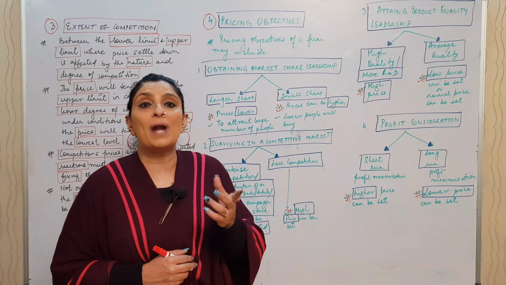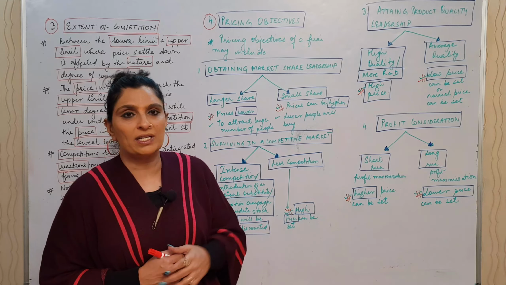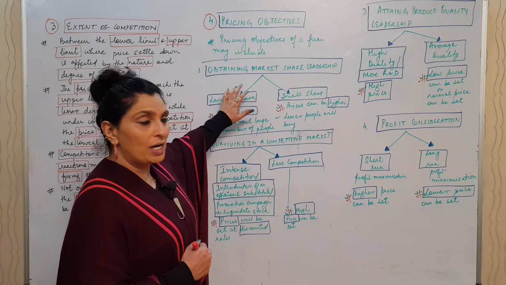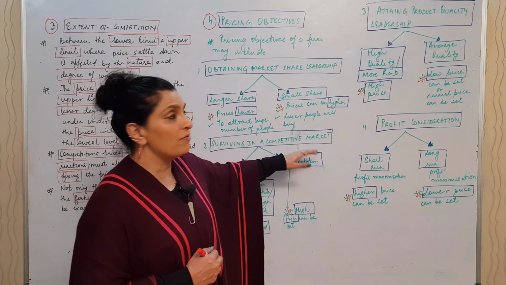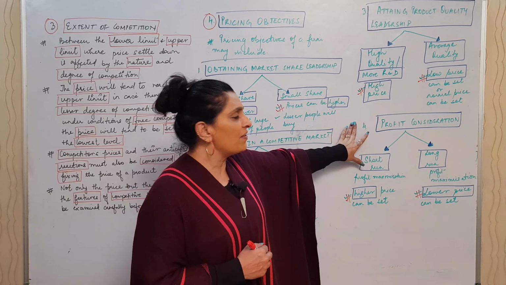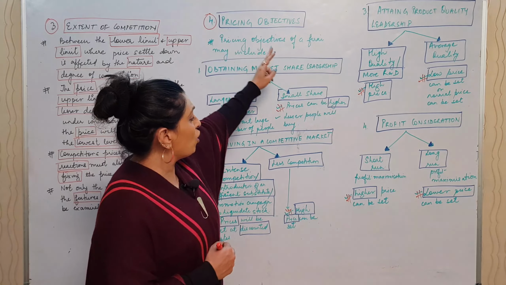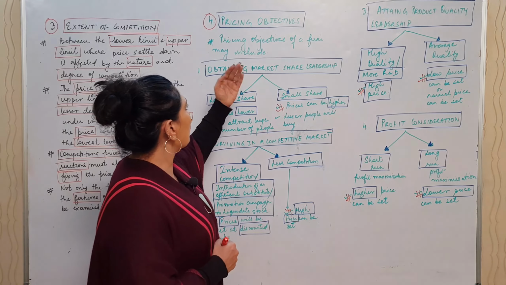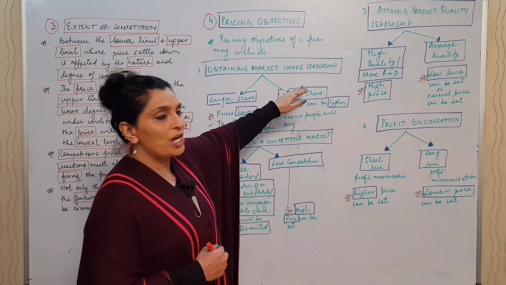Next we talk about pricing objectives. When we talk about pricing objectives, we take three things into consideration majorly. First is obtaining market share leadership. Second is surviving in a competitive market. Next is attaining product quality leadership. And this is given as an introduction in the pricing objectives. I have taken it as a separate point, profit consideration. So let's start with the first thing, obtaining market share leadership.